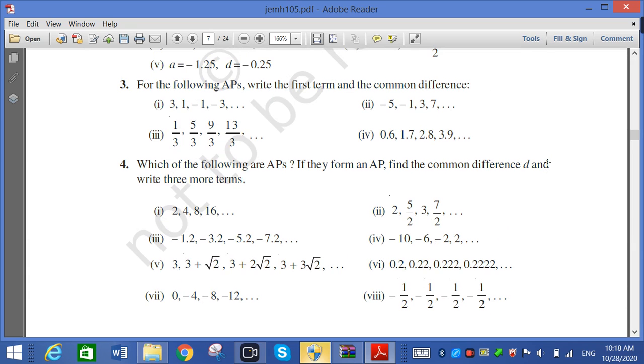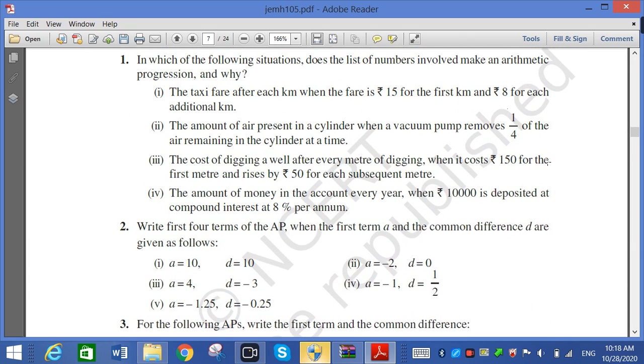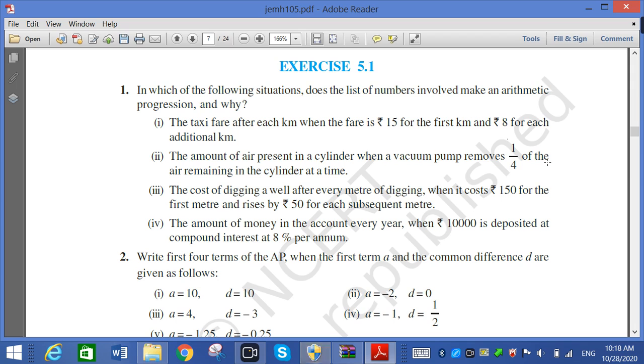So before we start, we have to discuss again, as already discussed: in which of the following situations does the list of numbers involved make an arithmetic progression, and why? First of all we have to find A every time, that is A1, A2, A3, and the common difference must be the same.